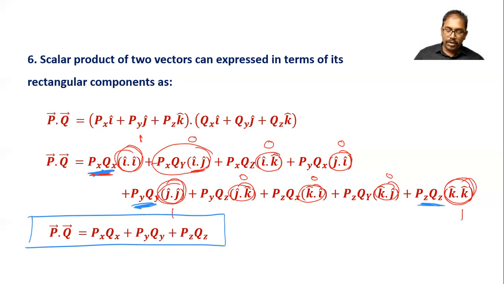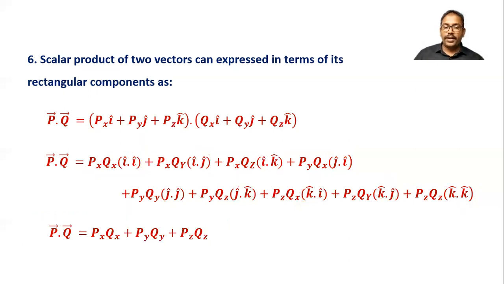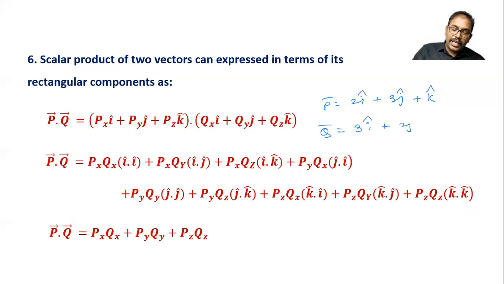And this is very important. You can use this property to find the scalar product. For example, if the question is: p bar is 2i cap plus 3j cap plus k cap, and q bar is 3i cap plus 2j cap minus 2k cap, find p bar dot q bar. How do we find it? By this formula.